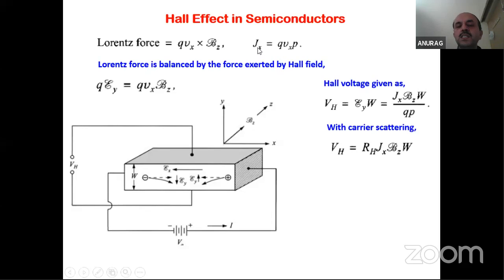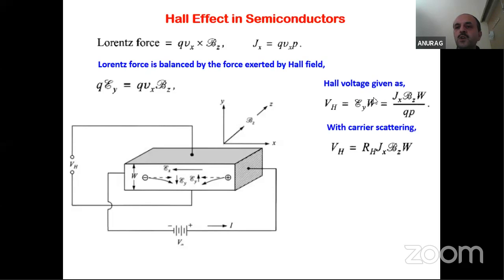Now we have these equations in front of us. This is the relation Jx is equal to Q Vx P, where P is the carrier concentration and Vx is the drift velocity. The drift velocity is mu E. So this complete relation is nothing but Jx is equal to sigma E. This is the same relation; I have just rearranged the terms so that Vx appears as the drift velocity. So the Hall voltage can now be represented by this relation.